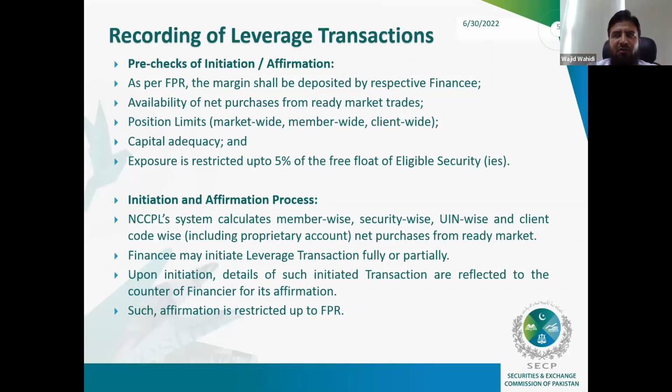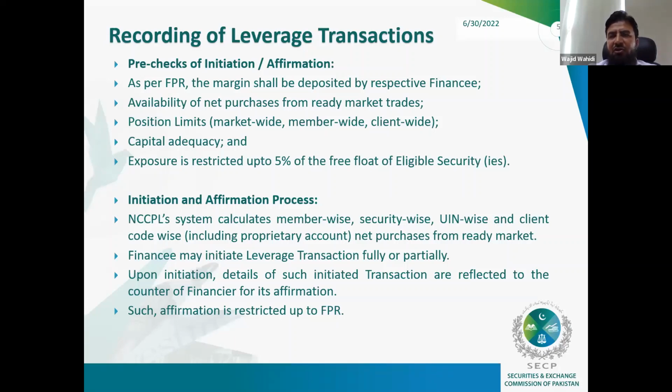So after the execution of the trade, what happens? These are the pre-checks of initiation and affirmation. As per the FPR, that is financing participation ratio, I have said that 25% is equity and 75% is debt. The margin shall be deposited by the respective financier, that is the broker. Availability of net purchase from the ready market: this financing shall be availed on the net purchase trades from the ready market.